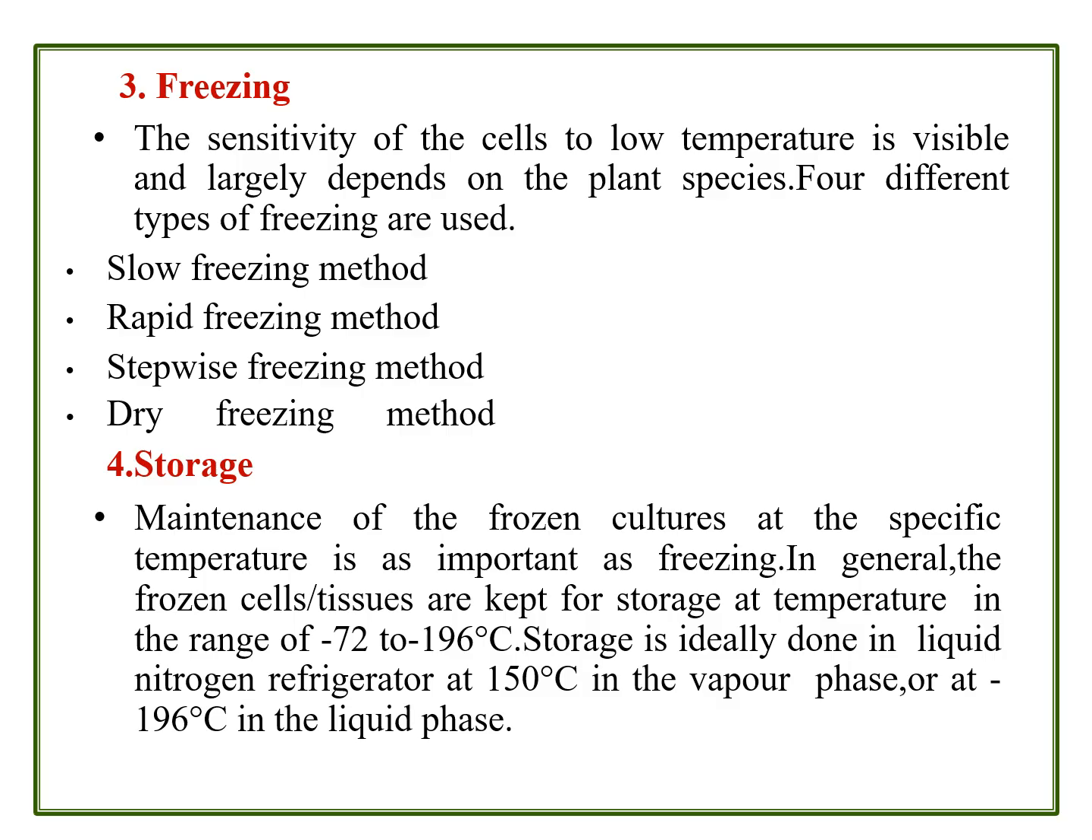Maintaining frozen storage. Maintenance of frozen cultures at a specific temperature is as important as freezing, a very important aspect in cryopreservation. Generally, the frozen cells or tissues are kept for storage at a temperature in the range of minus 72 to minus 196 degrees centigrade. Protective clothes, gloves, and goggles must be worn during the cryopreservation process. Storage is ideally done in a liquid nitrogen refrigerator at minus 150 degrees centigrade in the vapor phase, or at minus 196 in the liquid phase, right?